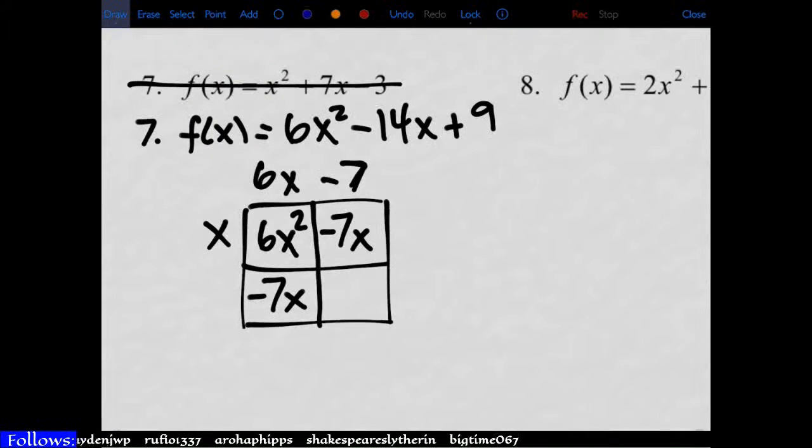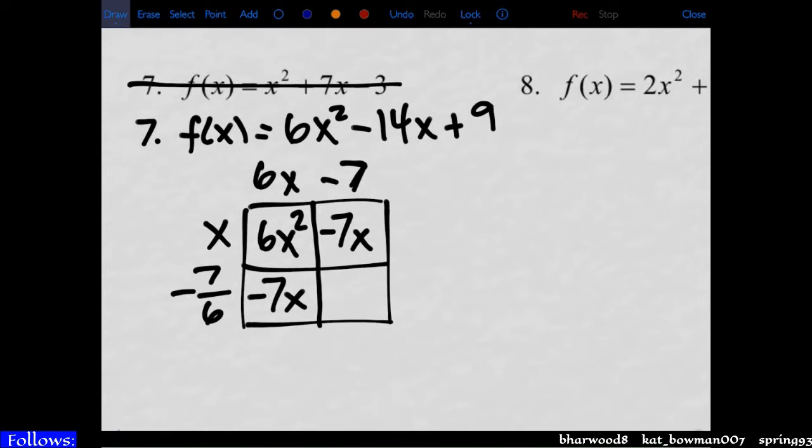Which means this guy here, this is going to be an ugly fraction because I need to times 6x by something to get to negative 7x, which happens to be negative 7 over 6. Terrible, I know. Terrible.